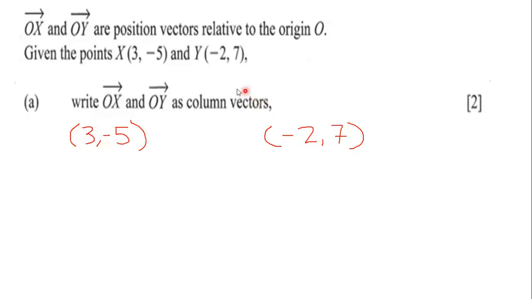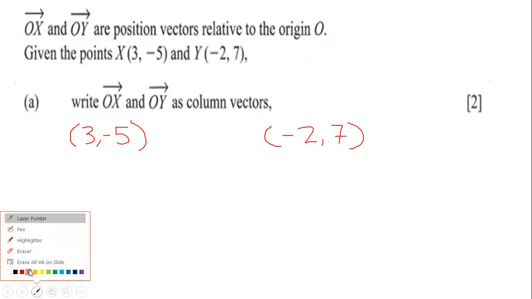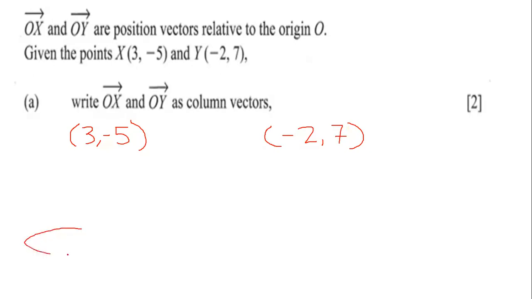But they're saying write it as a column. So they're saying change the orientation of this thing that we have here. Change it from a row orientation into a column orientation. And so they want us to change it from looking like this to looking like this, into a column representation. All right, so let's do that.